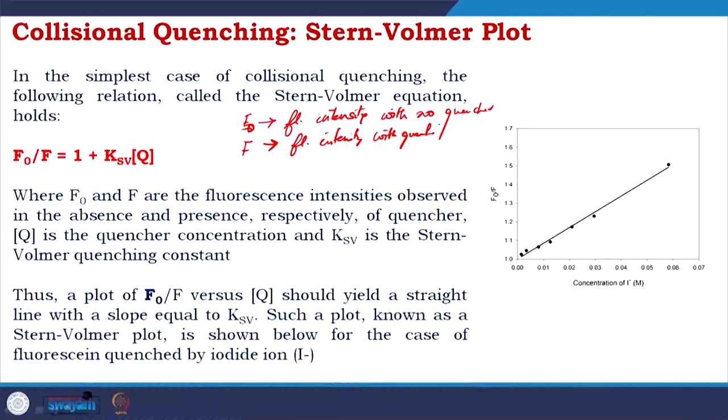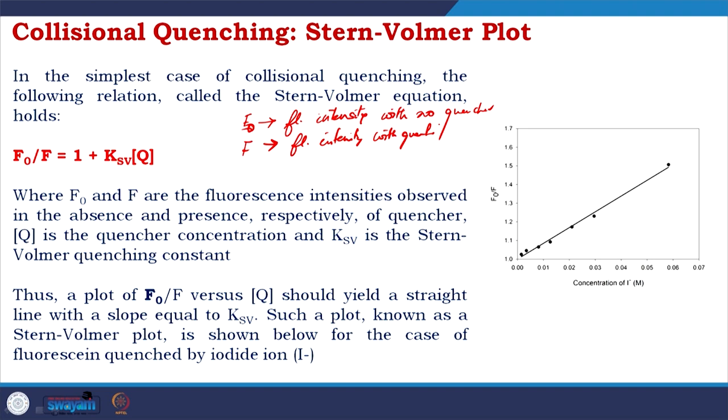What is the importance of this equation? If you plot F0 by F versus Q concentration, it should yield a straight line with a slope. The slope is KSV. This plot, as I told, known as the Stern-Volmer plot, is helping you get the factors.